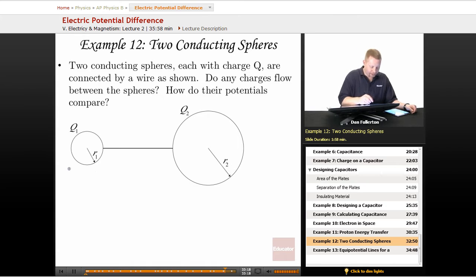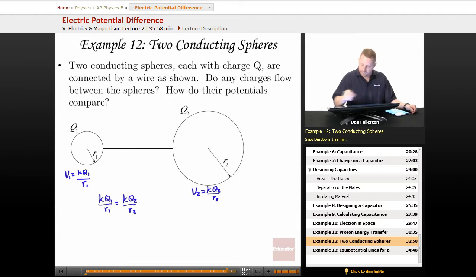That means if we look over here at Q1, V1 equals K Q1 over R1. Over here on the right-hand side, V2 equals K Q2 over R2. And because the potentials must be equal, we could say that K Q1 over R1 must equal K Q2 over R2. Nice simplification we can make there. Divide K out of both sides. Therefore, Q1 over R1 equals Q2 over R2.